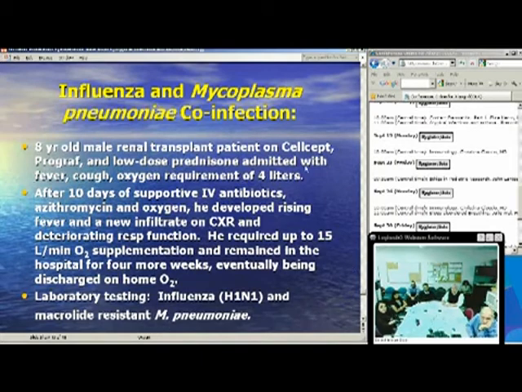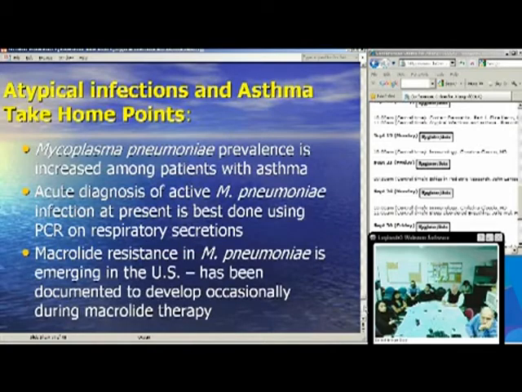We did have a patient recently who was a transplant patient on multiple immunosuppressive medications who was hospitalized with extremely severe respiratory infection, who had turned out to have co-infection with H1N1 and a macrolide-resistant M. pneumoniae. And it was only after he got started on a fluoroquinolone that he turned around. He nearly wound up on a ventilator, and he did go home on oxygen. He had a very severe prolonged respiratory infection.